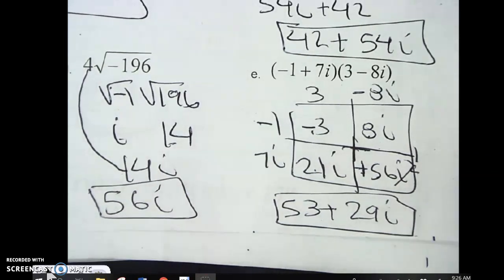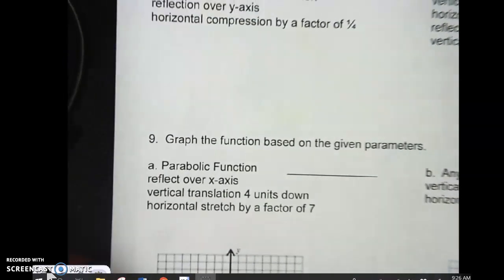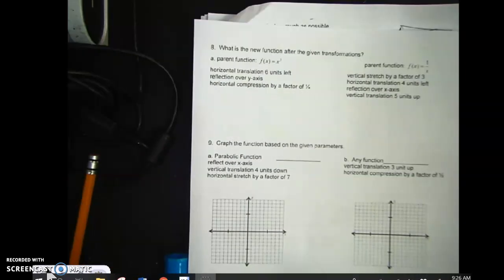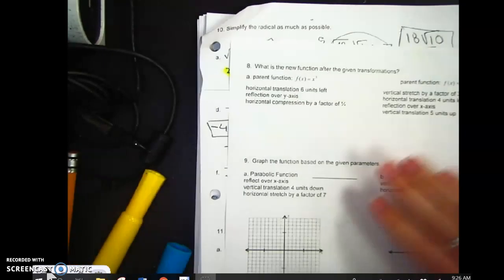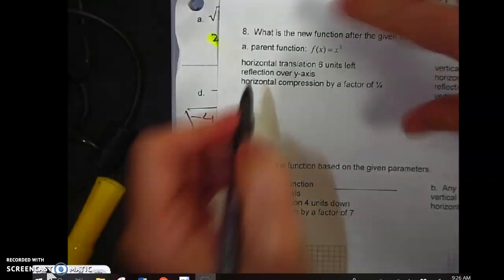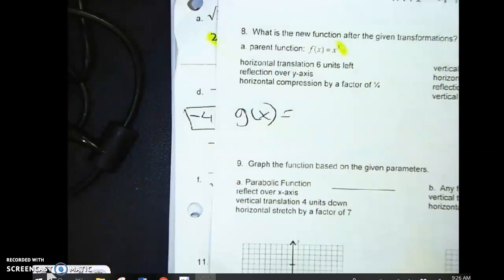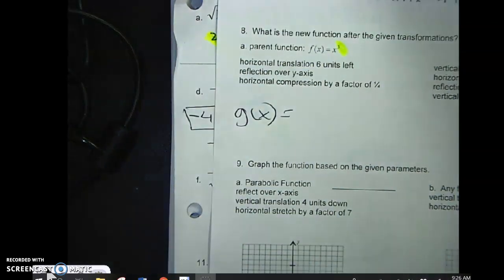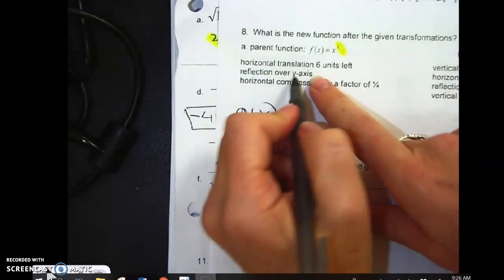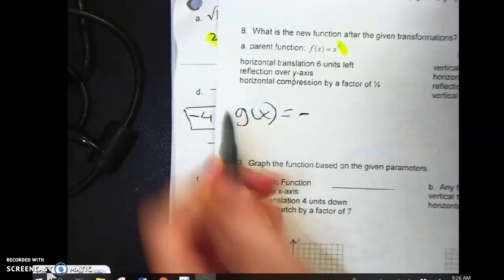Okay. All right. So I gave you another page that is going to replace those two that I crossed off. So let me go over it. What is the new function after the given transformations? So g of x equals, remember that it's x cubed. Horizontal translation 6, see, reflecting over the y is really the x.